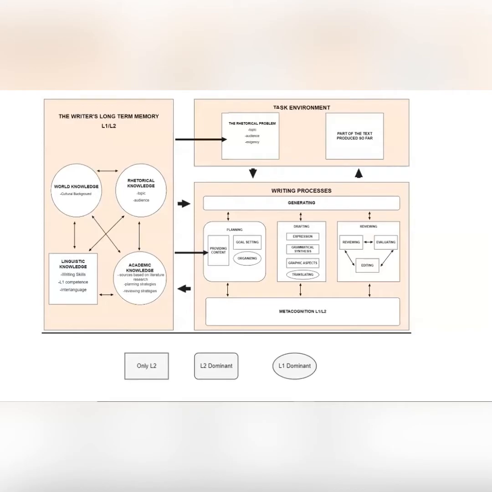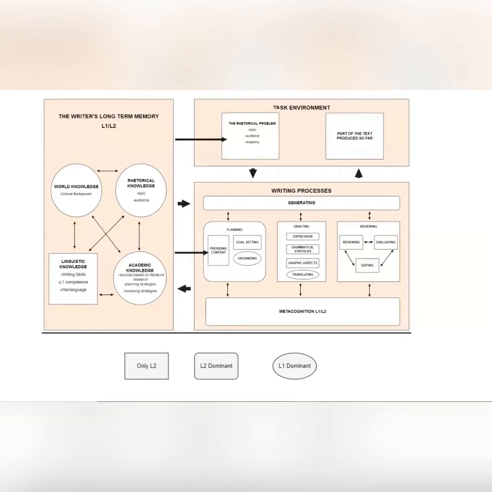Reviewing in this case is a triangle because it's very recursive. Evaluating can influence editing. Editing could affect the revising. Revising and editing could affect the evaluation, and evaluation could affect the reviewing, and so on, okay?